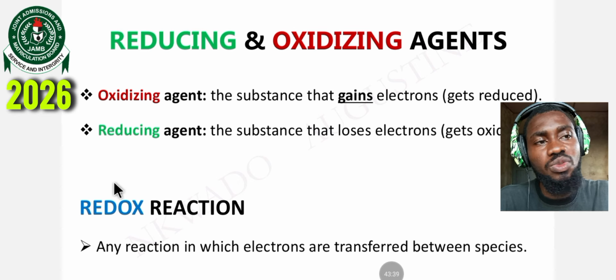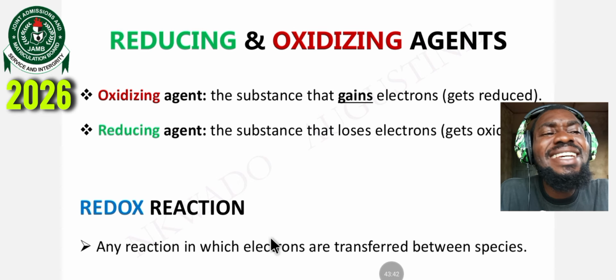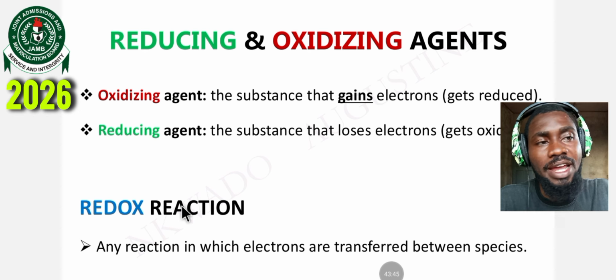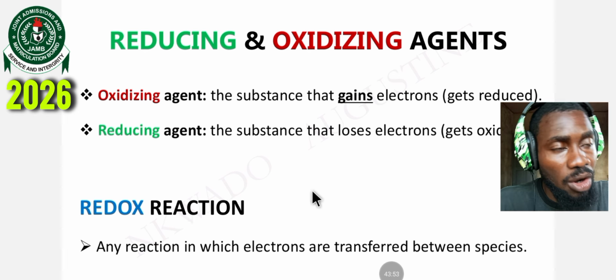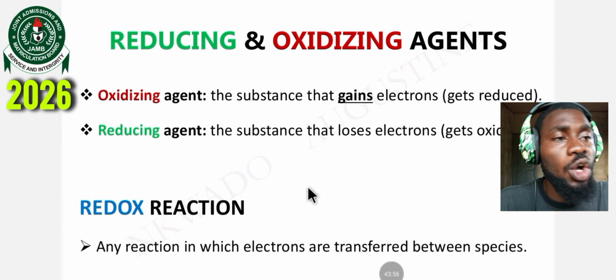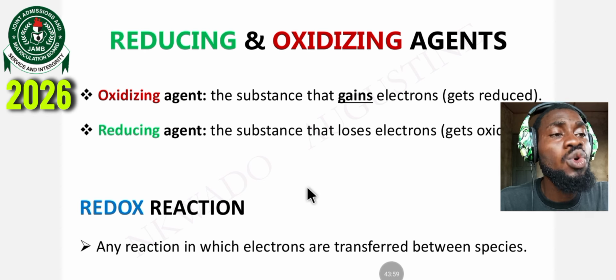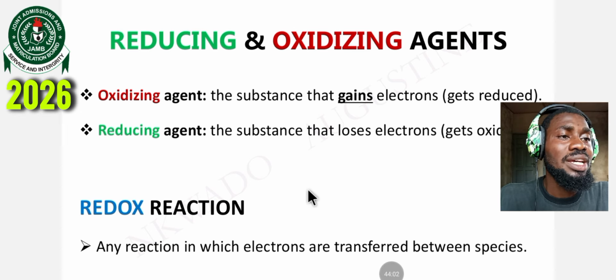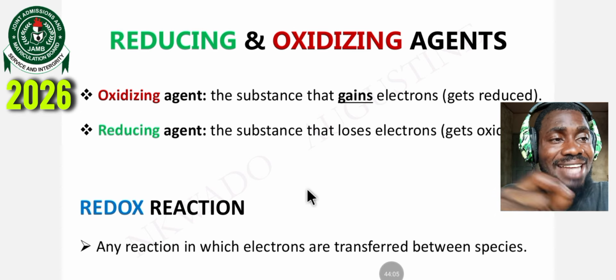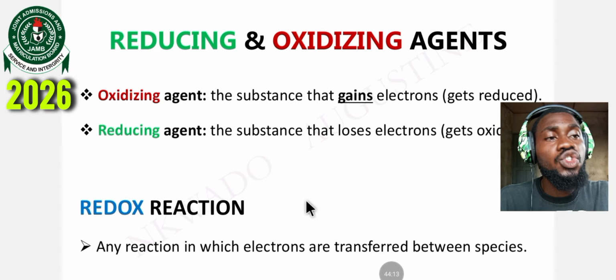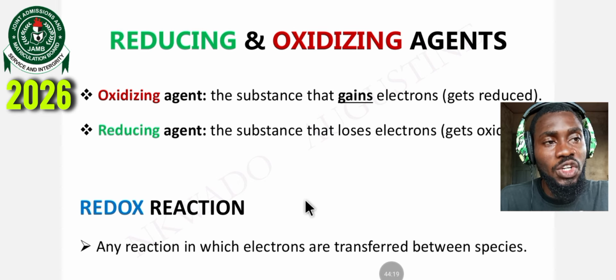What is a redox reaction? A redox reaction is any reaction that involves the transfer of electron. That's the redox reaction. So oxidation reaction is a redox reaction. Reduction reaction is a redox reaction. So provided there is a transfer of electron, either electron gain or electron loss, that is known as a redox reaction. The bottom line is that oxidation and reduction occur in a redox reaction.